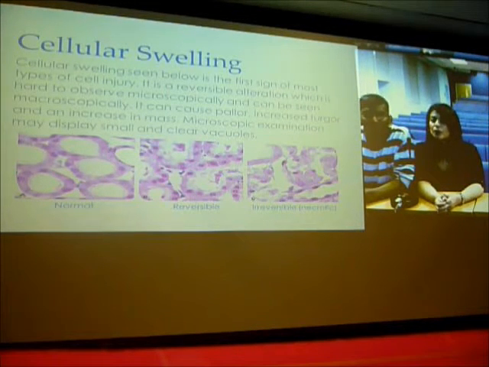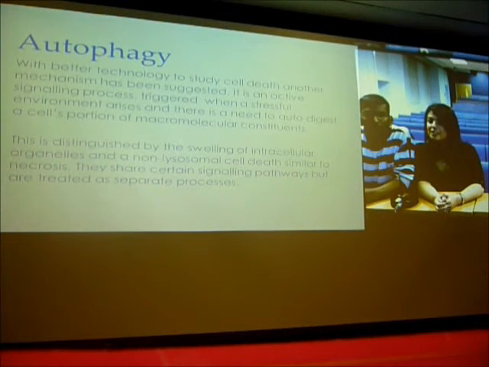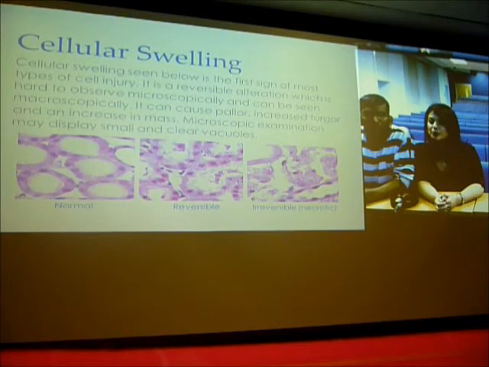Affected cells also cause pallor, increased turgor and mass. Microscopic examination may display small clear vacuoles within the cytoplasm. This process is known as hydropic change or vacuolar degeneration.